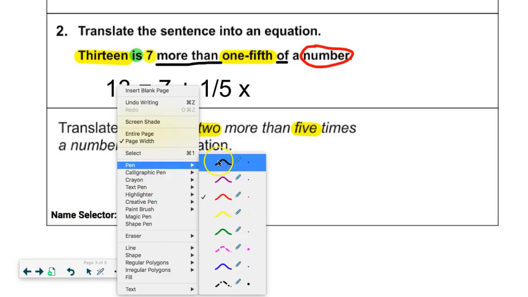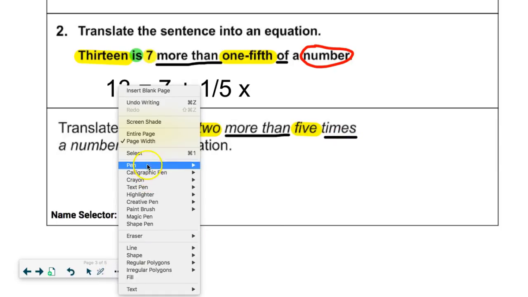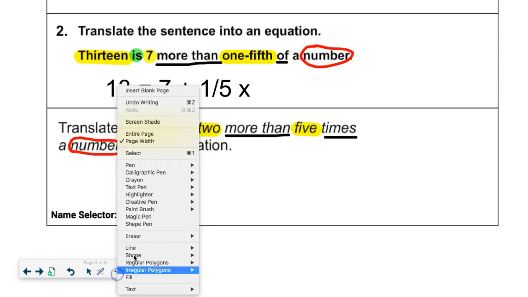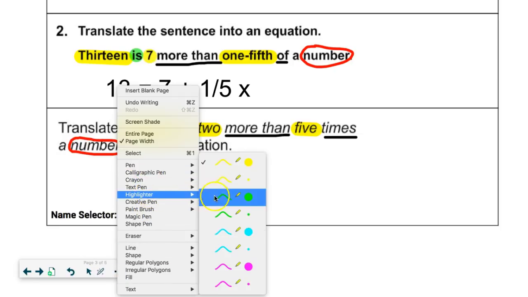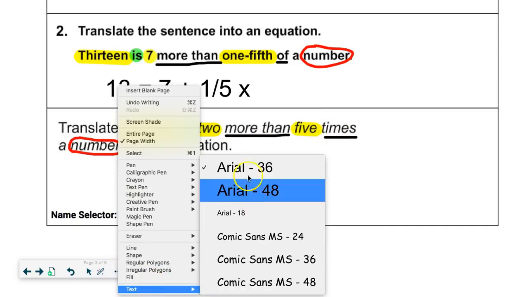Here come my operations. More than, times, and then I'm looking for my variable, number, and then I'm looking for my equal sign, is. More than indicates addition, times indicates multiplication. Because I'm adding, order is not important. I can just write this the way that it appears in that order.